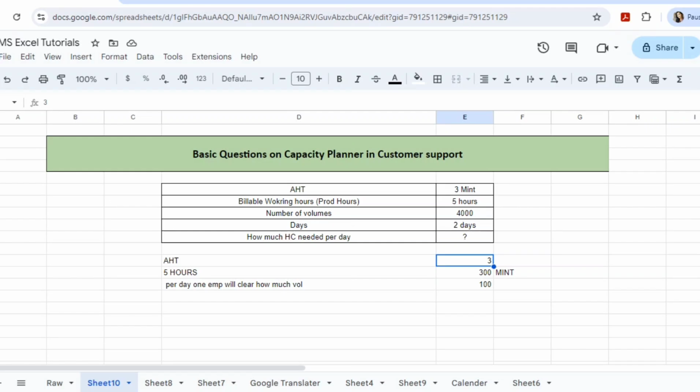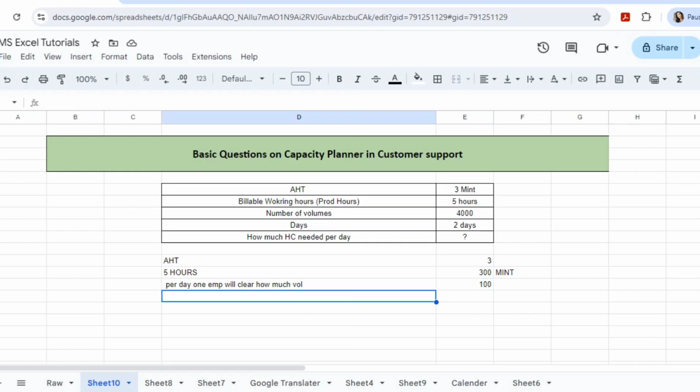If your AHT is given as 10 minutes and the working hours are 8 hours, 60 into 8 gives 480 minutes, which means per day an employee can clear out 48 calls if you are going with an 8 hour working culture. But I'm making it very simple, so you can do it very easily. The AHT is 3 minutes and 5 hours is 300 minutes, 60 into 5, so per employee can clear 100 volumes per day.